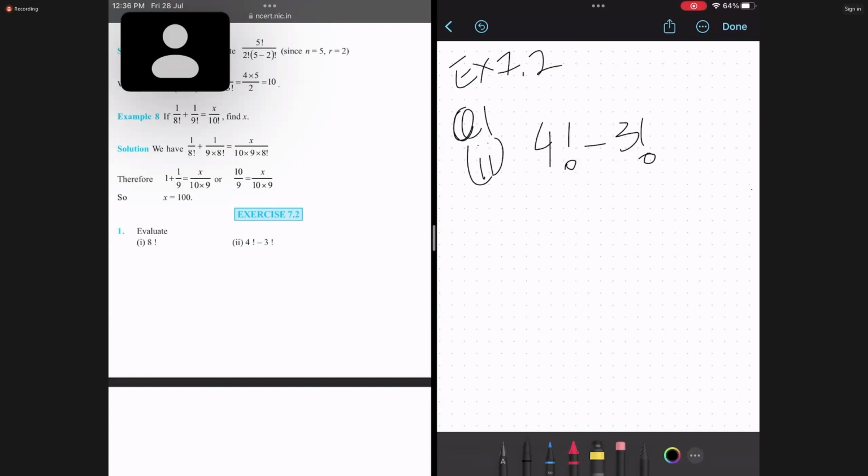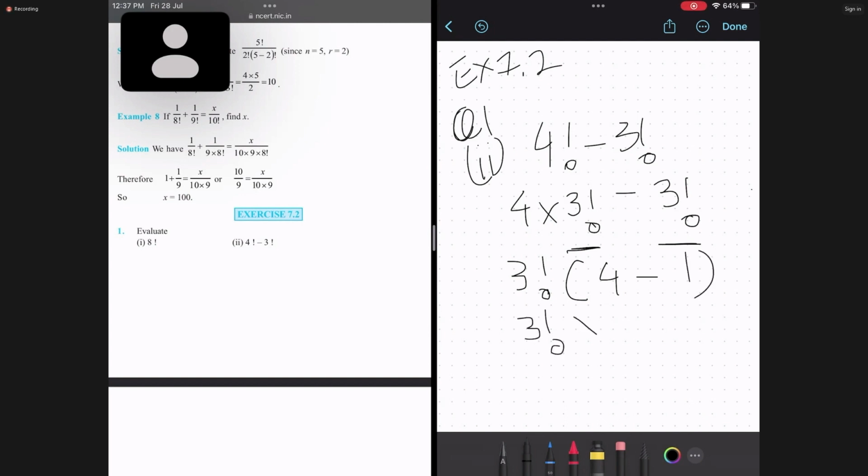In this question, I have 4 factorial and 3 factorial, but I know for a fact that 4 factorial could be expressed as 4 into 3 factorial. I've just opened up 4 factorial into its constituents, and what I've got is 4 into 3 factorial. Here I have 3 factorial. Now in both these operands, I can take out 3 factorial common. What I'm left with in this term is 4, and in this term is nothing but 1. So I have 3 factorial into 3, that is 6 into 3, which is nothing but 18.